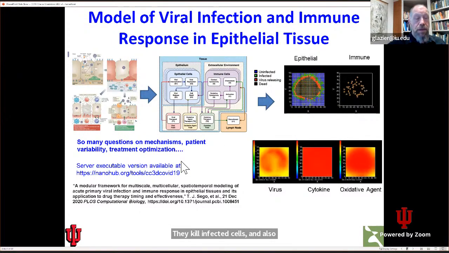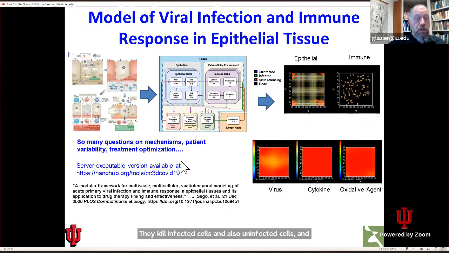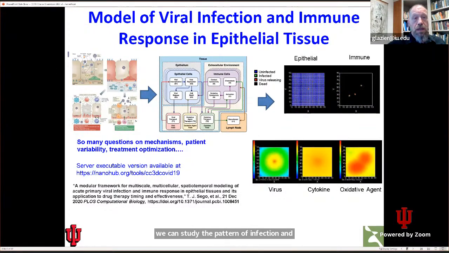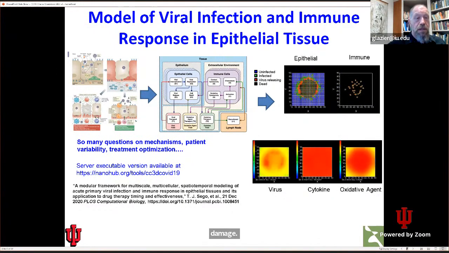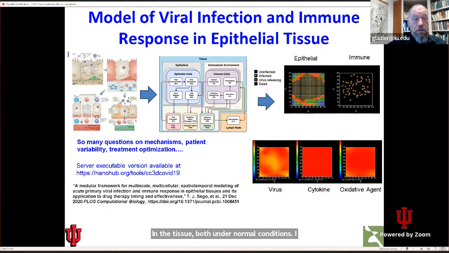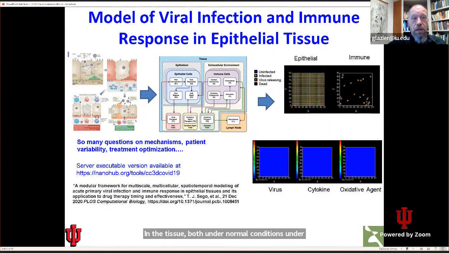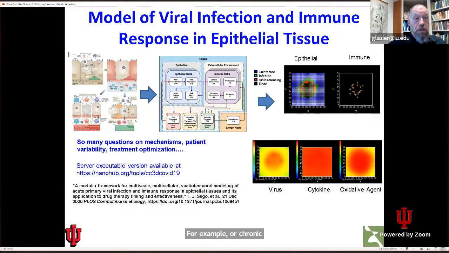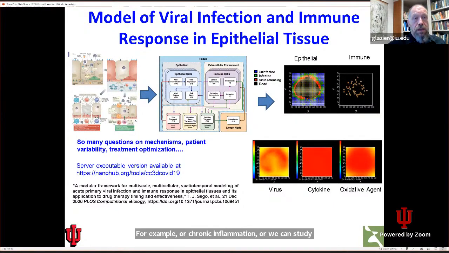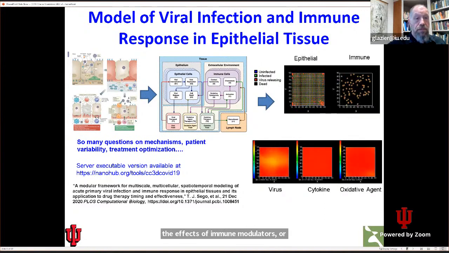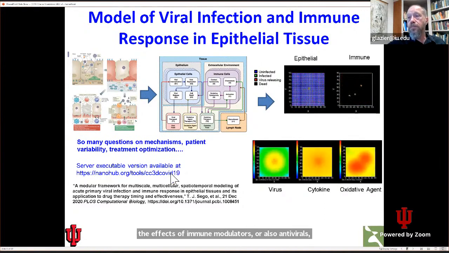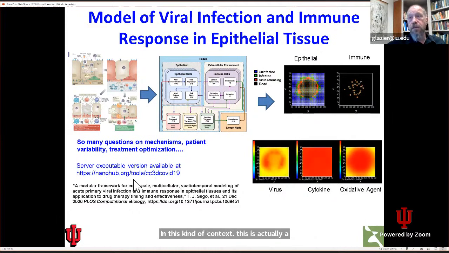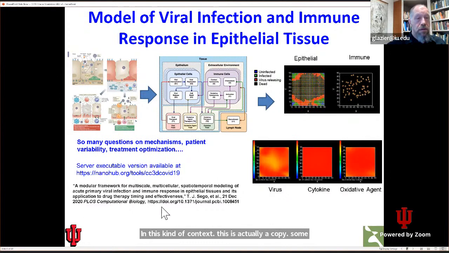And we can study the pattern of infection and clearance and damage in the tissue, both under normal conditions, under simulated effects of aging or immune suppression, for example, or chronic inflammation, or we can study the effects of immune modulators or also antivirals in this kind of context. And this is actually a CompuCell model you can run online if you like, through the nanoHub app.